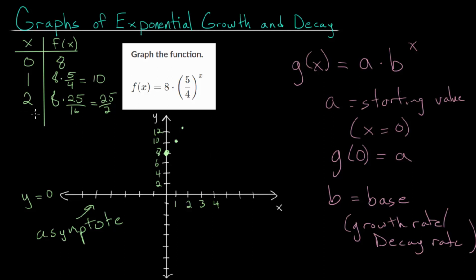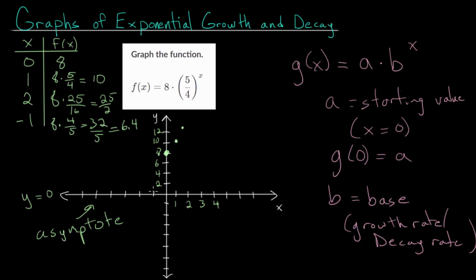And we could also look at some negative values. So let's say we have -1. So when we have 5/4 to the -1, that's going to flip the fraction and become 4/5. So we have 8 times 4/5, which would be 32/5, and 5 goes into that 6 whole times, and there's 2 left over, so that would be 6.4 as a decimal.